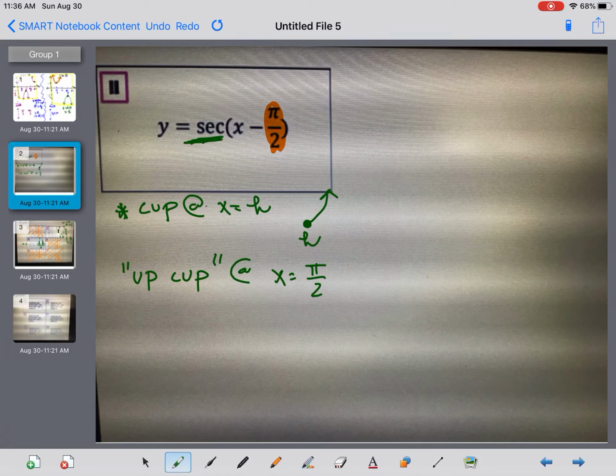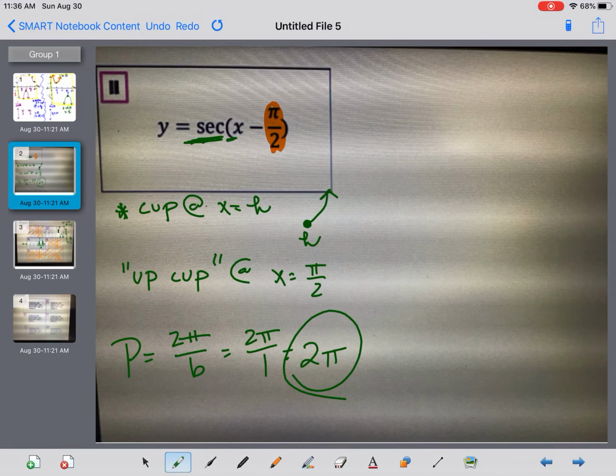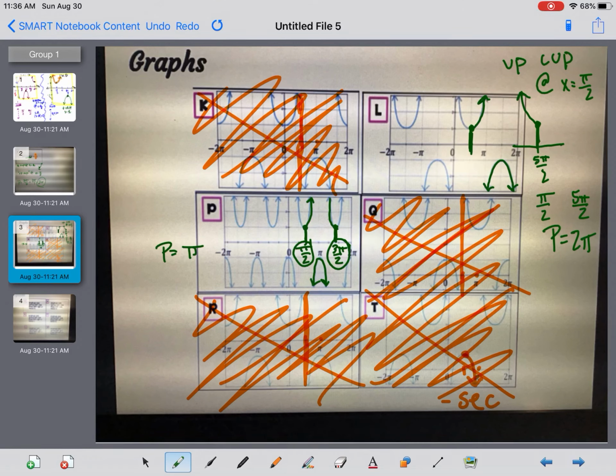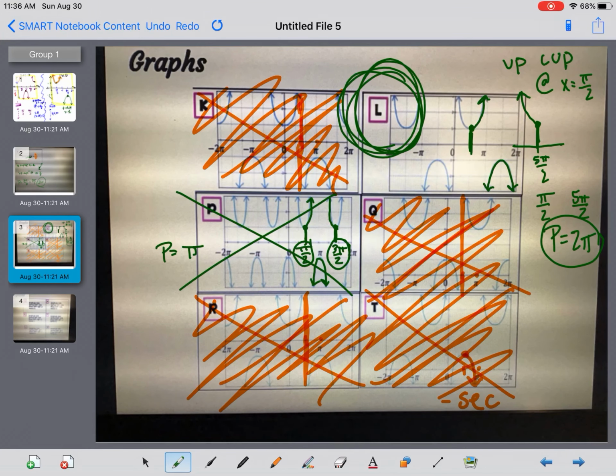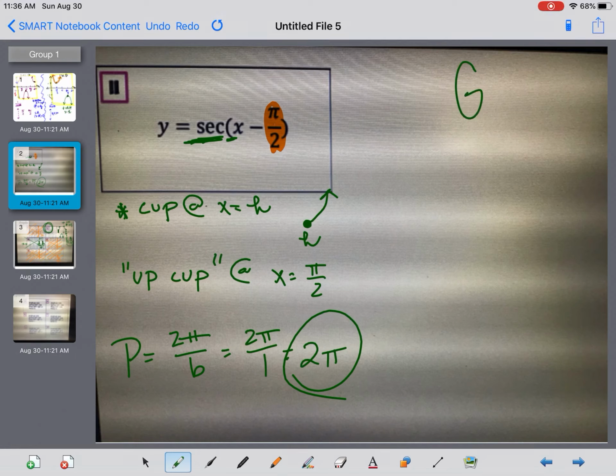Now, going back to our function, we need to know, is the period pi or is the period 2 pi? Well, remember, the period is 2 pi over b. In this case, there's nothing in front of our x, so that's just 1, which means it's 2 pi over 1. So the period of this graph has to be 2 pi. And we can see from our graphs here, the graph that has a period of 2 pi is graph L. So graph L is the one that matches this function.